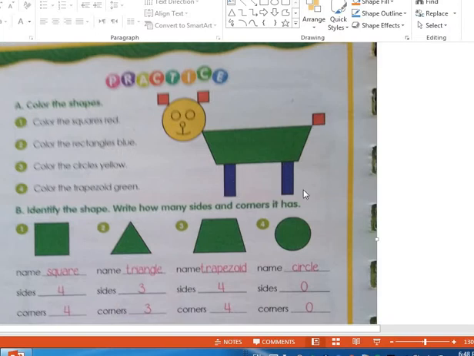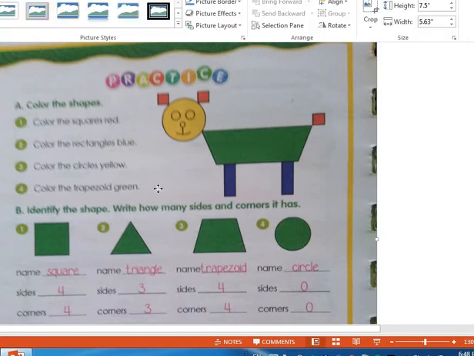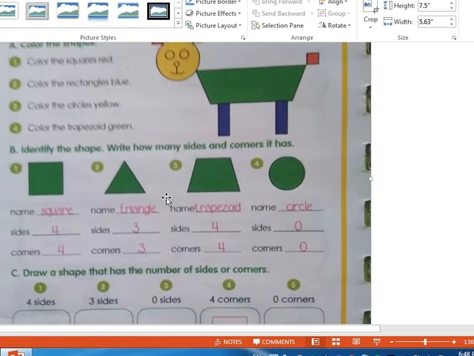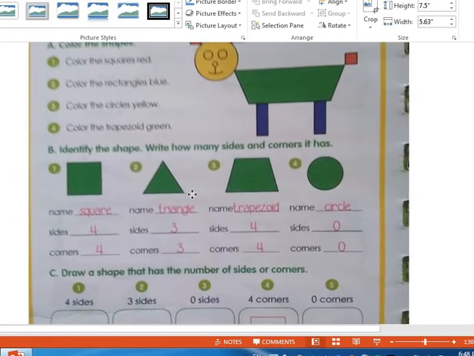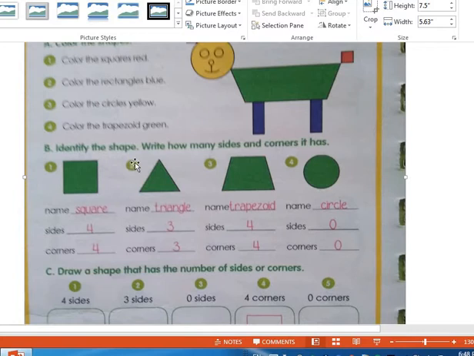I have here 2 rectangles. Then color the circles with yellow. I have here, yes, 1, 2, and 3, and 4. Then color that trapezoid green. The trapezoid here that I colored with green. So I will send you some worksheets to color the shapes. It's okay. Identify the shape. Write how many sides and corners it has.